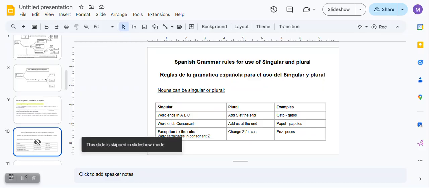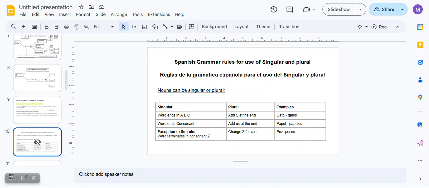Let's see. Do you remember that we made a definition of grammar as a set of rules that tell you how to use the parts of the speech? Well, here we go. I will start with the first grammar rule, and it will be about singular and plural. I will tell you the grammar rules in Spanish for the nouns. So nouns can be singular or plural, and we have two rules and one exception to the rule.